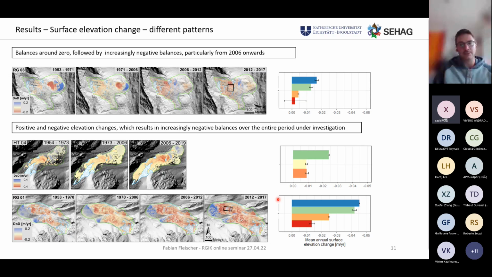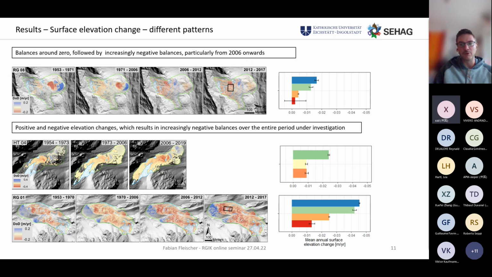Another pattern we saw is that of rock glaciers which show balances close to 0 in the first time step and then showed increasingly negative values, especially from 2006 onwards. And this can be seen in this example here.